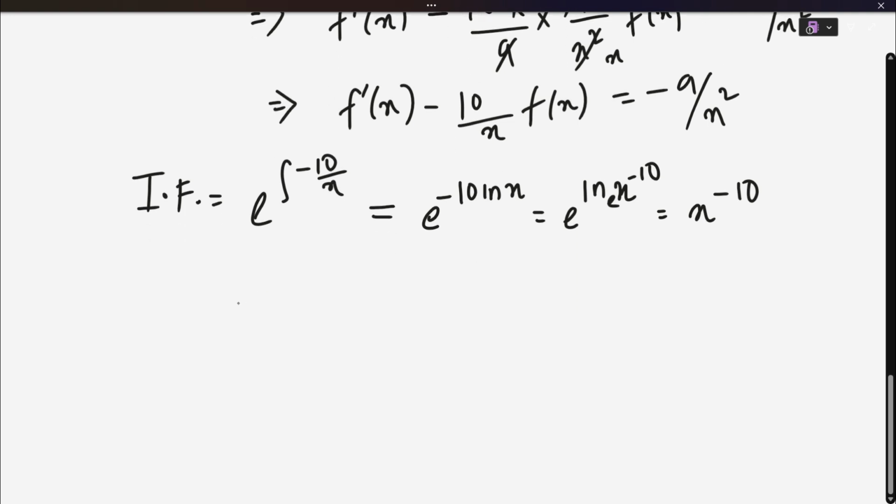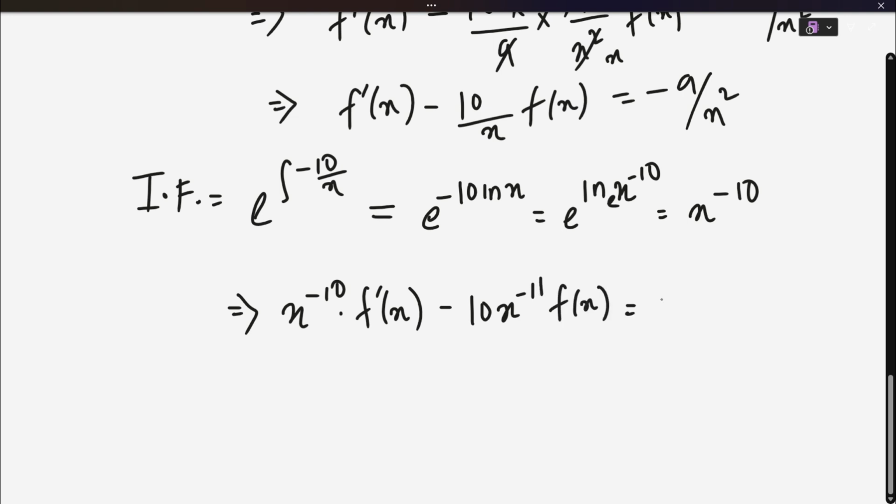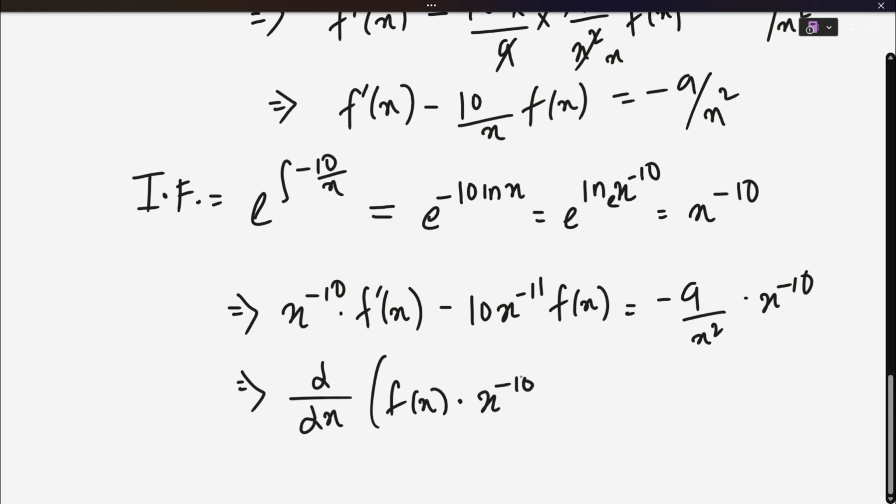So we multiply both sides by x to the power minus 10, and we see x to the power minus 10 into f dashed of x minus 10. This was already an x to the power minus 1, so we just multiply x to the power minus 10 to that, and we get x to the power minus 11 f of x is equal to minus 9 by x square into x to the power minus 10. Okay, you can see this is basically d/dx of f of x into x to the power minus 10, correct? And this one becomes, I think, minus 9 into x to the power minus 12.